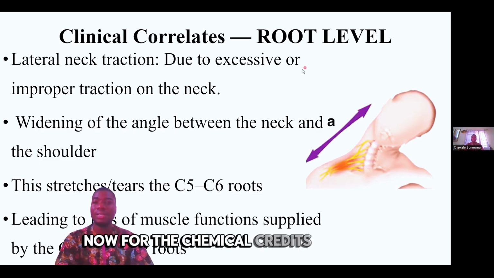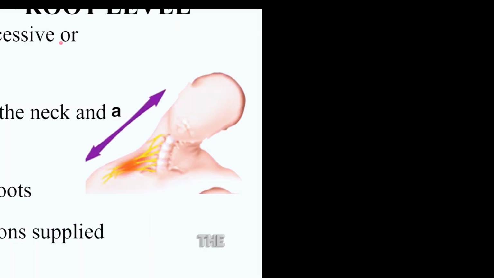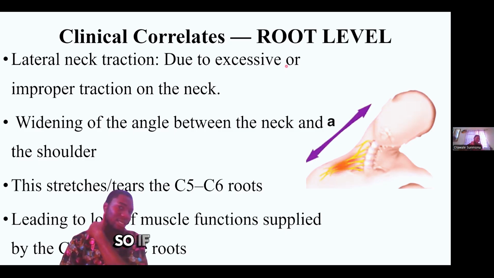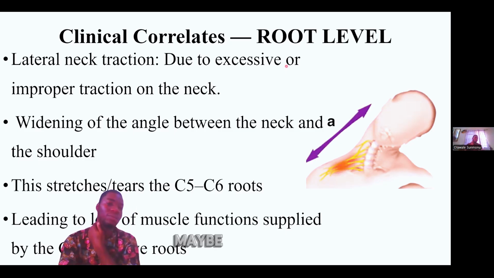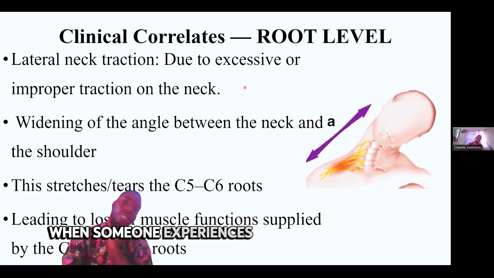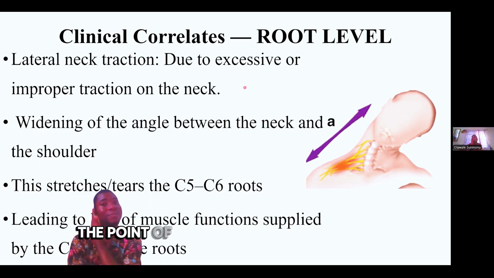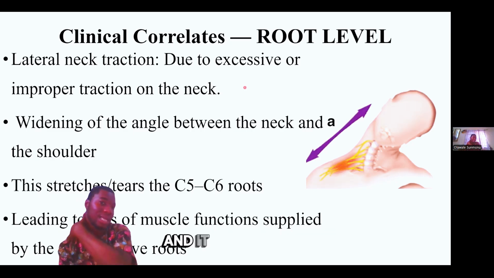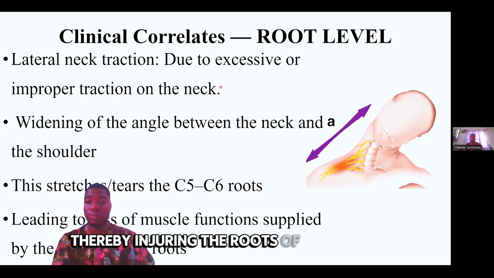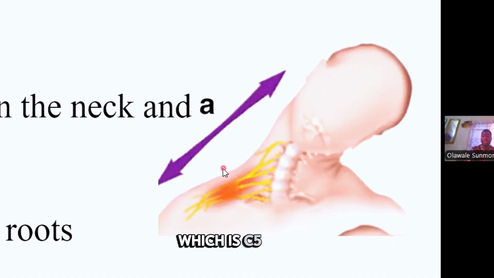Now, the clinical correlates at this level can occur as a result of extensive widening of the angle between the neck and the shoulder. So if that is vigorously stretched, for example when someone experiences a large traction on the neck, or when the person is falling head down and the point of impact is between the head and shoulder, it can expand the angle between the neck and shoulder, thereby injuring the roots of the spinal cord. This can affect the first two nerve roots, which are C5 and C6.